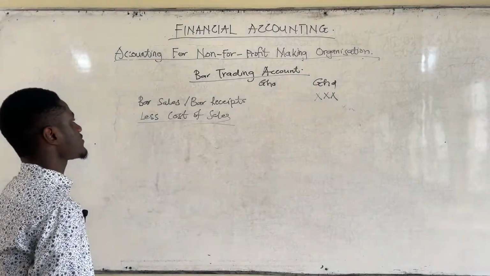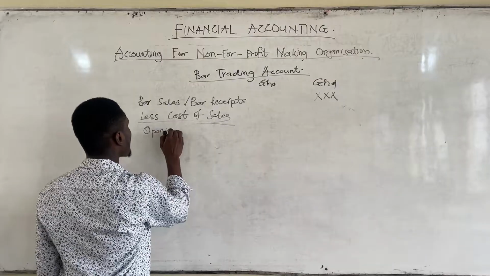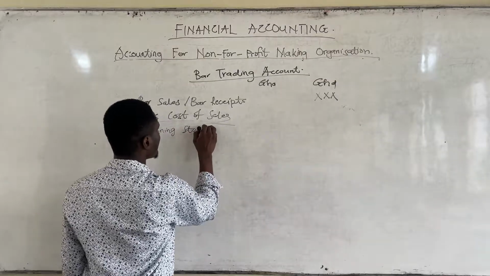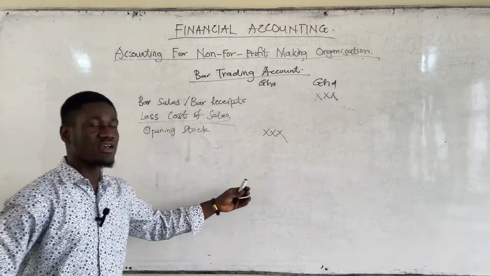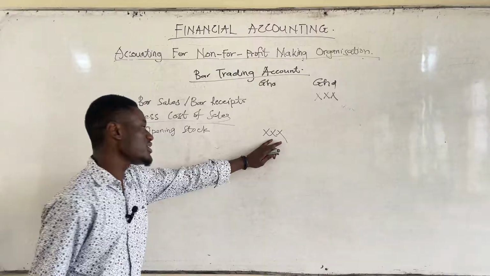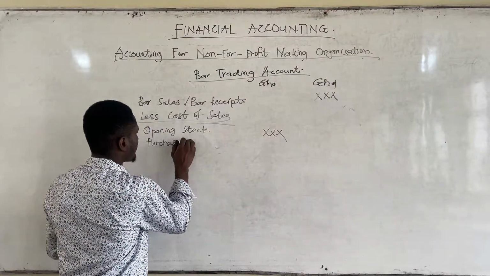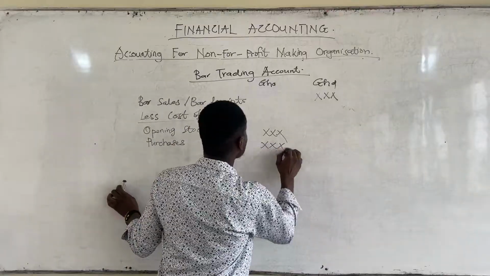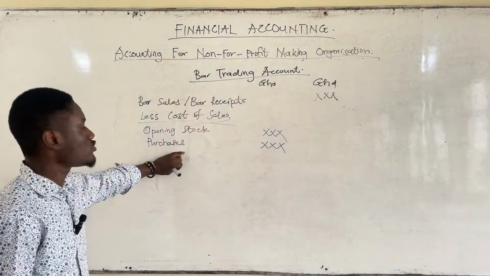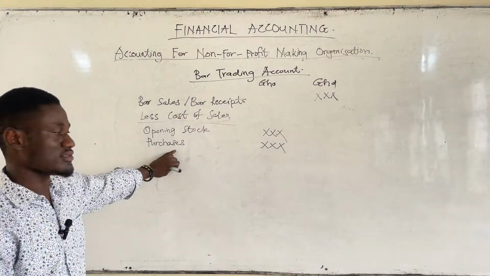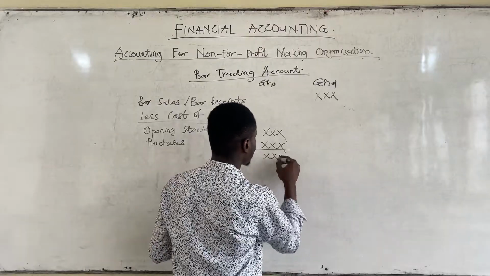Good. So with the cost of sales, we have our opening stock for bar, which will be here. So the opening stock that is relating to the bar will be here. Then we'll have our purchases for bar. So it's either they give you the purchases amount in the question, or you calculate your purchases using the bar creditors control account, as I said. Good. So you add this, you are getting this.